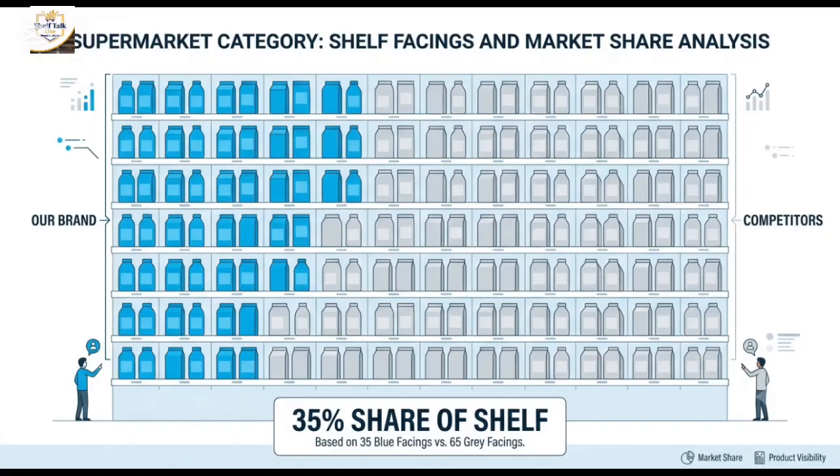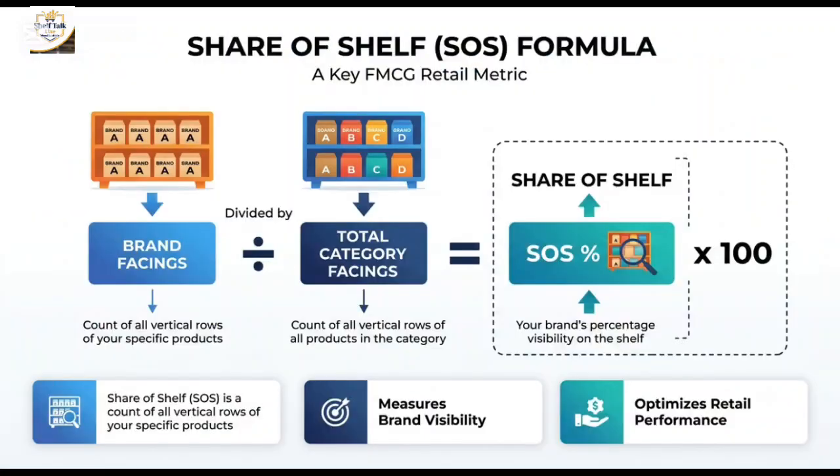Now we are going to discuss how SOS is measured. One of the simplest ways to measure share of shelf is by counting facings. If the category has 100 facings and your brand has 35, your share of shelf is 35%. Suppose in this picture you have a total of 100 facings and the items marked in blue are your item and it has 35 facings. So it means your share of shelf is 35%.